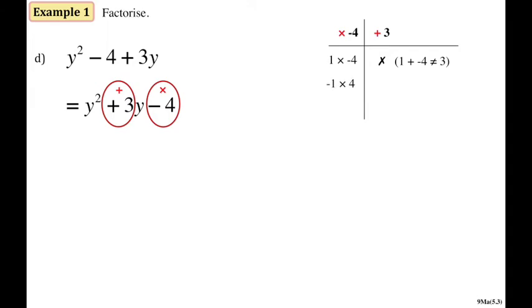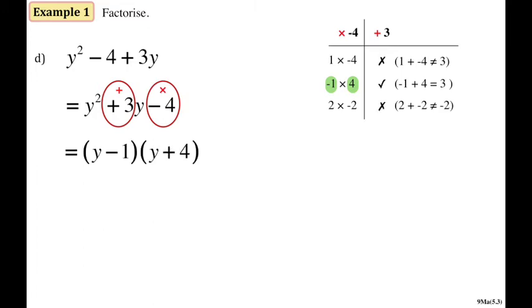Let's try mixing my minus sign around. Put a -1 and then a +4. -1 times 4, yes, that gives -4. What happens when -1 is added to 4? That gives me 3. That's what I want. So, they're the numbers I'm interested in. So each bracket will begin with a y. One bracket will have a -1, and one bracket will have a 4.